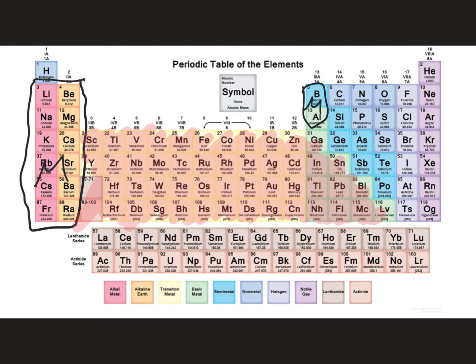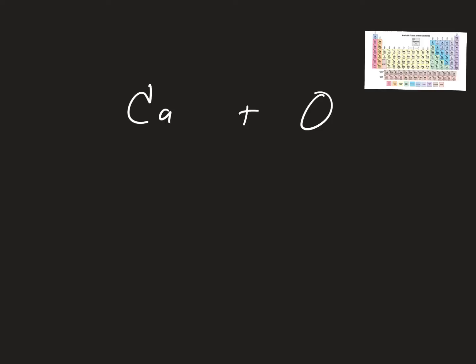When I talk about non-metals, I'm only talking about these right here. These are our non-metals. And when I'm talking about an ionic bond, I'm talking about its charge. We're going to get its charge from the periodic table here. So here we have two elements: calcium and oxygen. Calcium is a metal. Oxygen is a non-metal. But right now they're just elements. We need to figure out their charge.